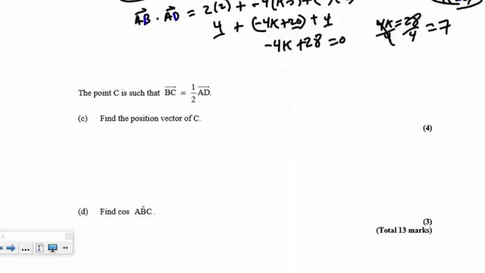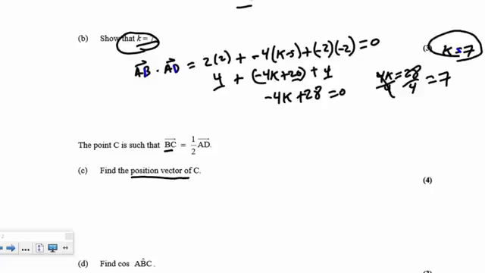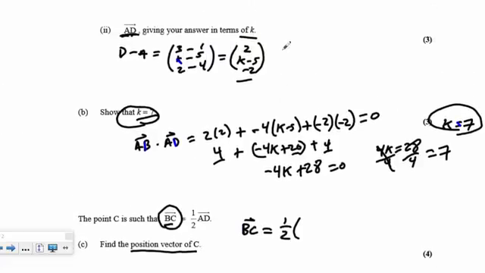Alrighty. Point C is such that the vector BC is equal to half of AD. Alright, so we can go ahead and find the vector BC. They want us to find the actual position vector C, but let's find BC first. So that's going to be our first step, because they've told me it's half of AD. Well, half of AD, keep in mind AD we know is this vector we found up here.